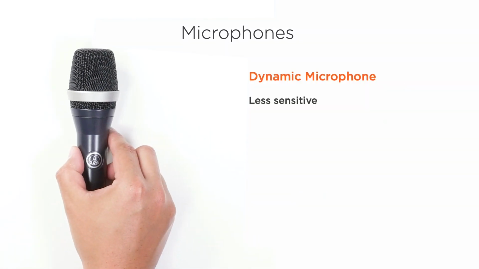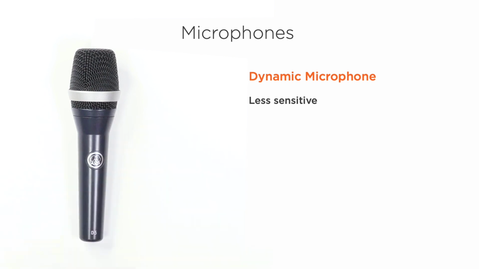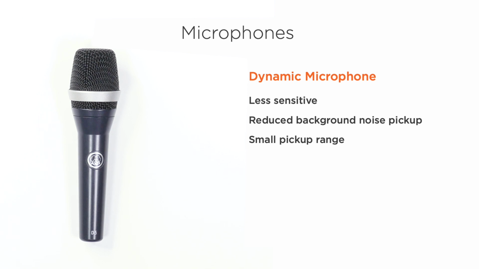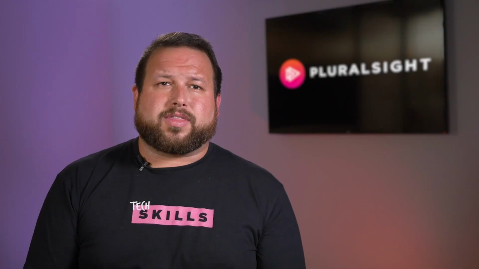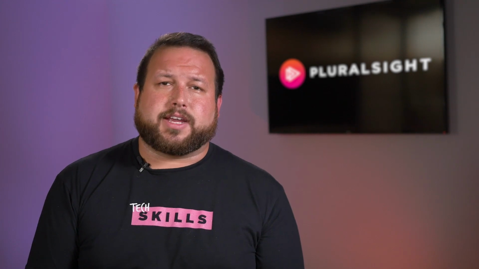Dynamic microphones are less sensitive, meaning they pick up just your voice and not much background noise. That means you have to keep your mouth very close to the microphone to get the best sound. If you move away from the mic while you're talking, your voice will get very quiet very quickly. With proper placement and recording processes, this could be the best option for you. You can get great audio with either type, as long as you know their limitations.